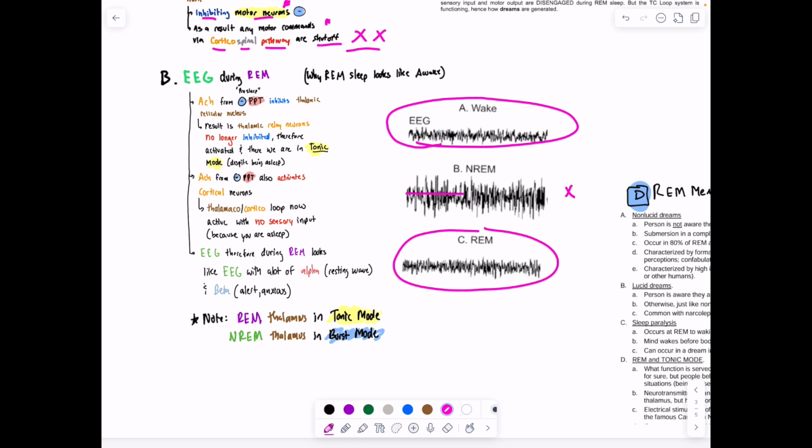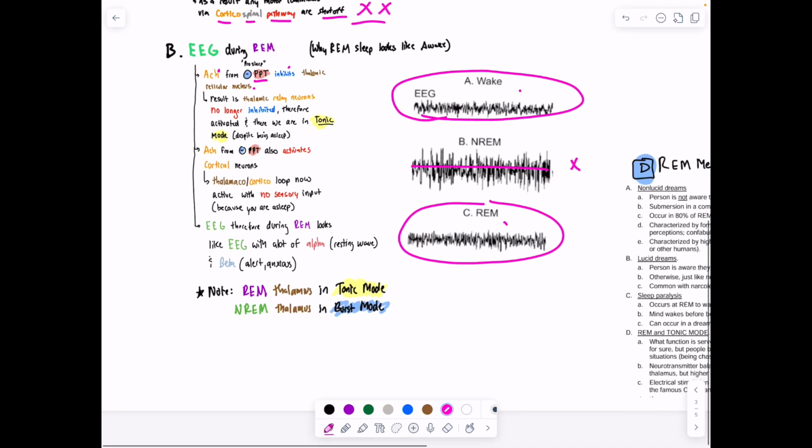So this guy is the odd one out. Awake and REM look very similar. Why is that the case? Well, it turns out that acetylcholine from the PPT nucleus, the pro-sleep nucleus, inhibits the thalamic reticular nucleus. You may recall that the thalamic reticular nucleus is kind of like the rhythm nucleus of the thalamus, and so it sets the overall rhythm at which the relay neurons interact with the neurons of the entire cortex, whatever cortex neurons they're synapsing with.